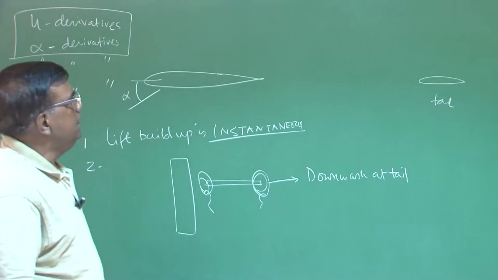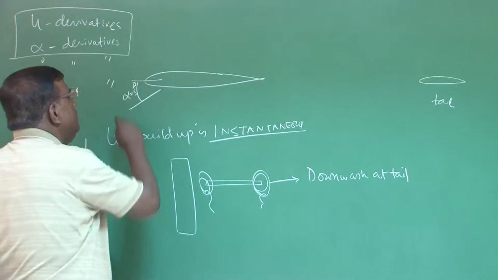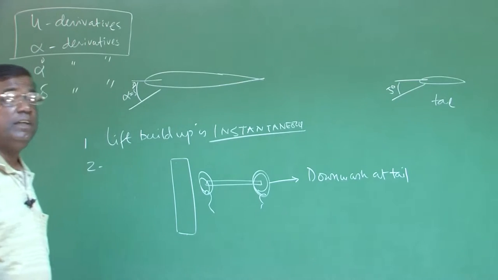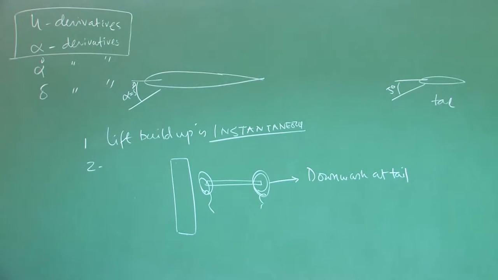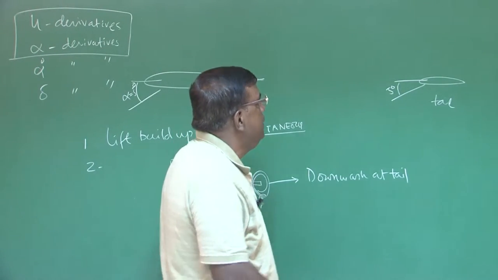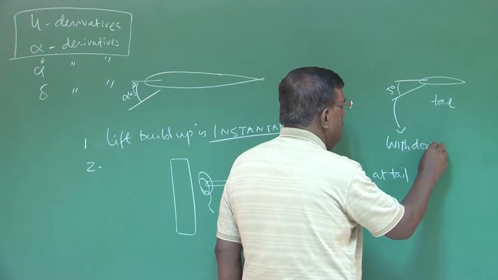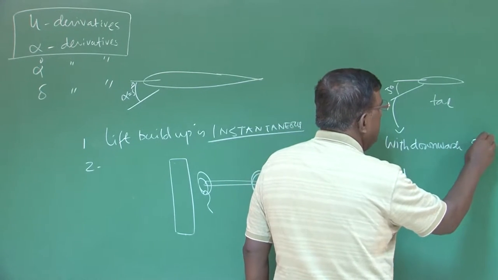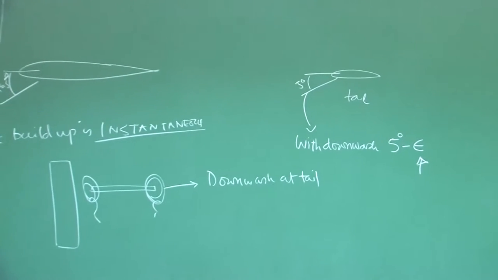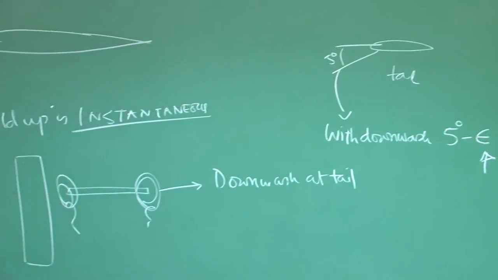That means if there were no such wingtip vortices, then suppose this alpha was 5 degrees seen by the wing, then the tail also will see 5 degrees. No downwash if it was like that. But because of this downwash, there will be a downward component of relative air velocity. So this angle now with downwash will be 5 degrees minus epsilon, and epsilon is the downwash angle in degrees. This is one. So effectively the angle of attack at the tail changes.